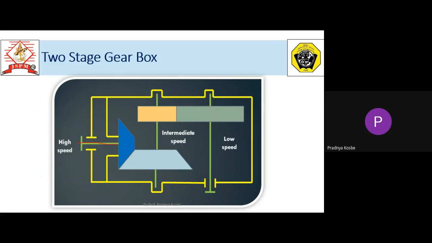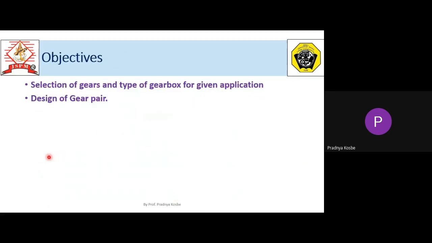Now in our study there is the design of a two stage gearbox. So first, what are the objectives of this? First you have to decide the type of gearbox and the selection of gears for the given application, and then the design of a gear pair accordingly. So first we will see one problem statement for designing a two stage gearbox.